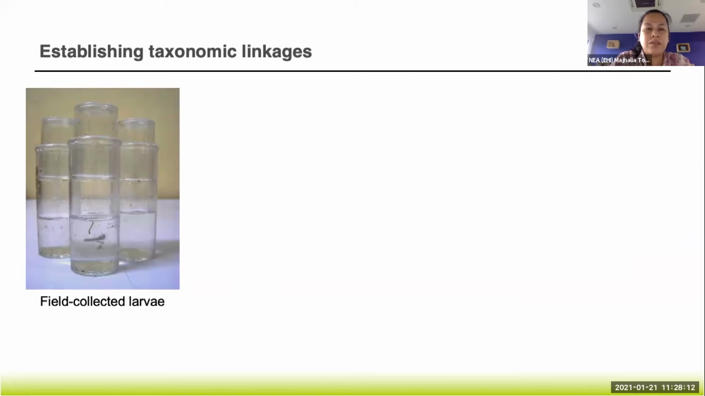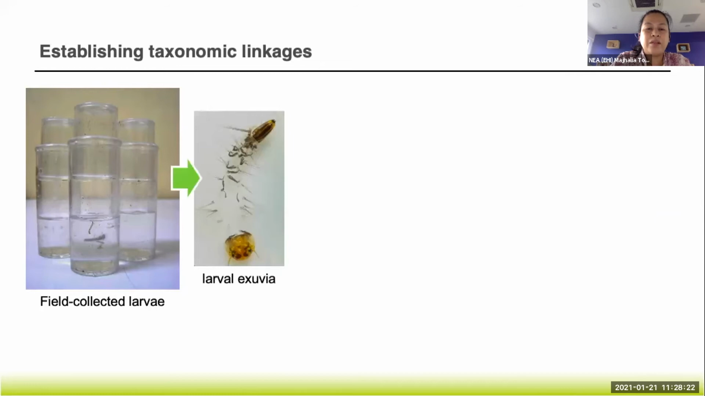So when you're doing this establishment of taxonomic linkages, you start with collected larvae and you put them in individual containers. So one container, one larva. Then since you want to have the complete set from larval stage to adult stage, you get the larval exuvia.